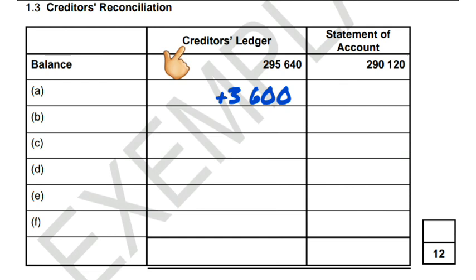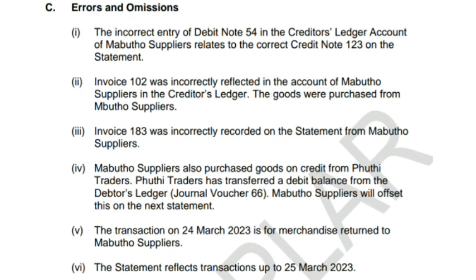So the 13,000 was the one that was correct. The 17,000 was wrong. But now I know you are wondering, shouldn't I be minusing it if the one in the statement is wrong? This is where you need to remember this was a credit note, meaning they were returning the goods. When you return goods, that amount is supposed to reduce your balance. So that means the creditors ledger was reduced with way too much money. That's why we need to add it back.